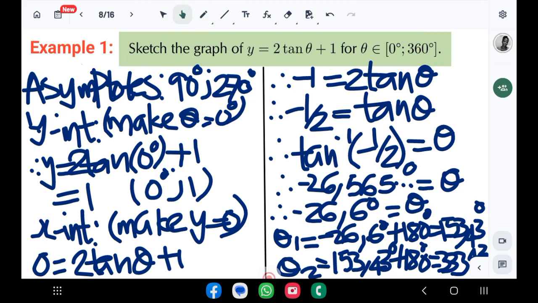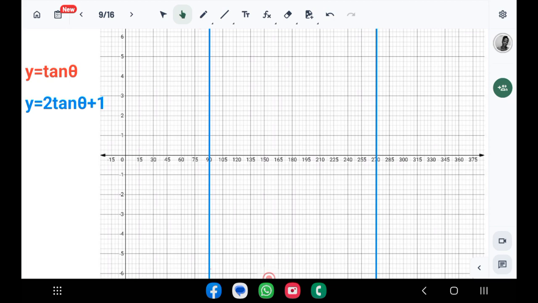So you've got your y-intercept at the point 0, 1, and then your x-intercepts are at 153.43 and 333.43. These are important milestones, and we need to plot them on the graph before we plot the normal graph. Okay, so now let's plot those points.